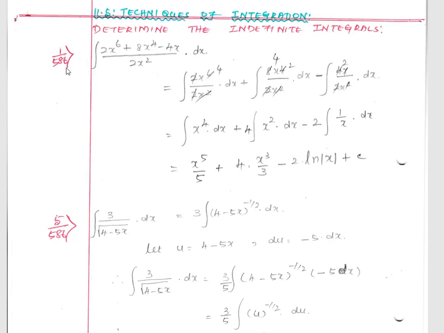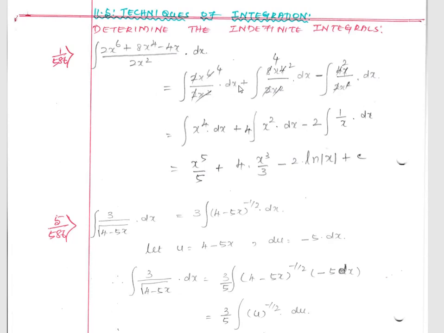This is the first question, question number 1, page 586, which is the integral of (2x^6 + 8x^4 - 4x) divided by 2x^2 dx. If you look at the denominator, it is common, even though in the numerator we have different functions. The denominator is a common denominator. So what can we do? First we can separate, because 2x^2 is common for 2x^6, also 8x^4, also 4x.